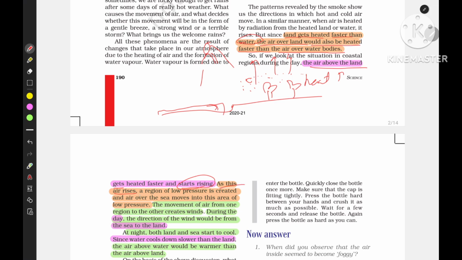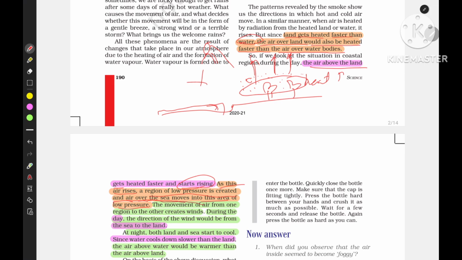As the air rises, a region of low pressure is created, and the air over the sea moves into the area of low pressure. So the heated air goes up, and this region below becomes a low pressure region.